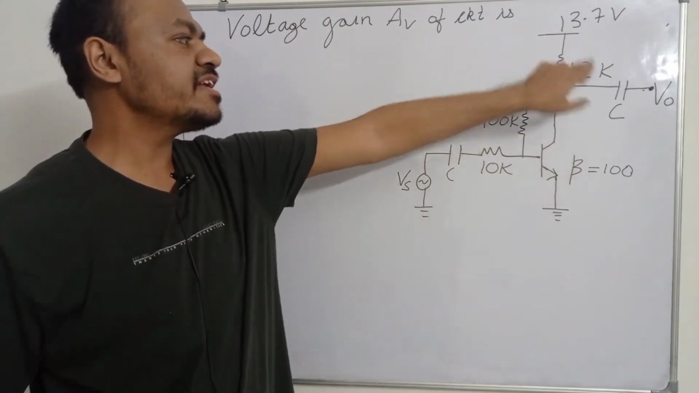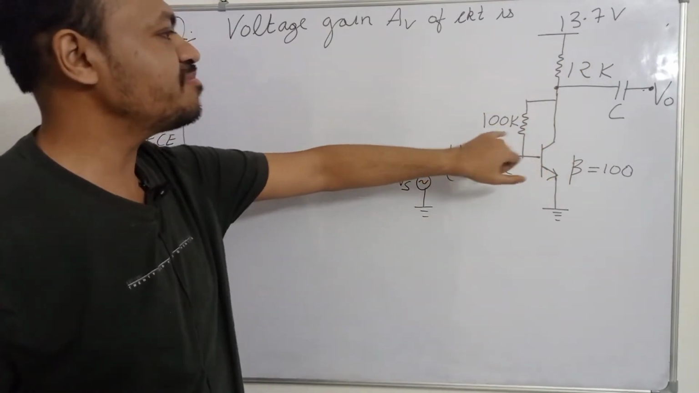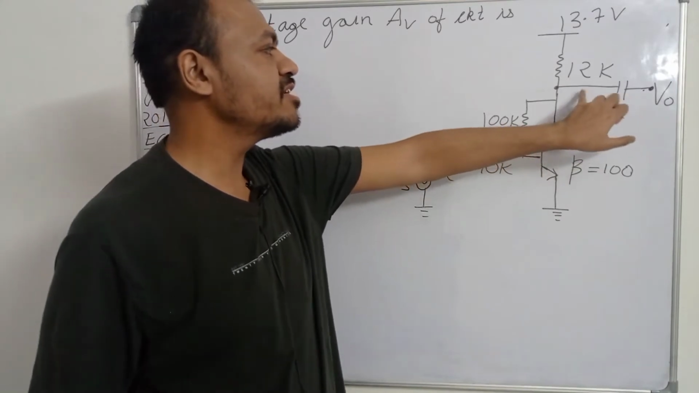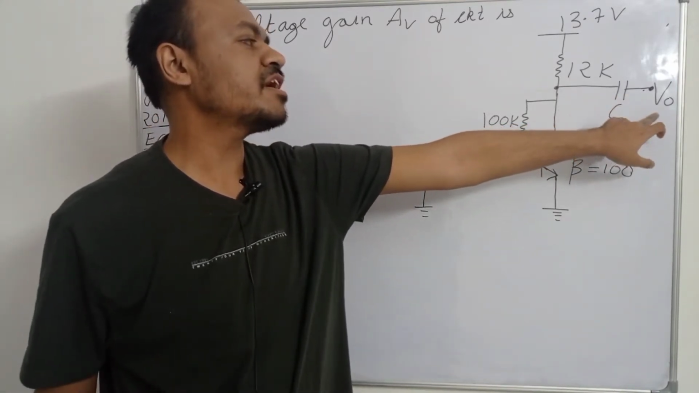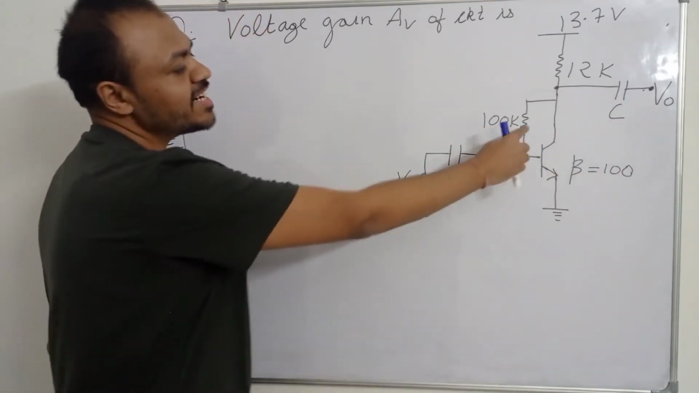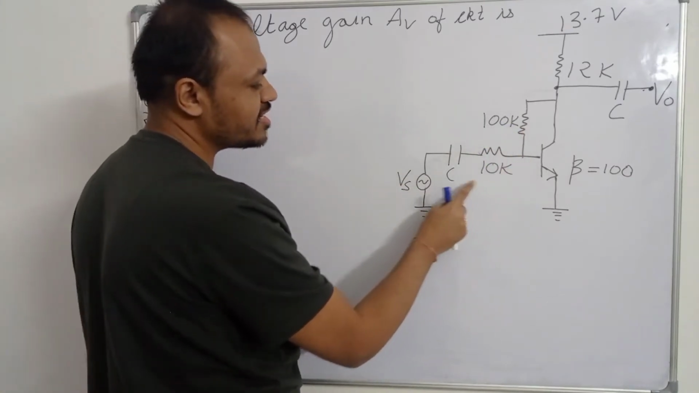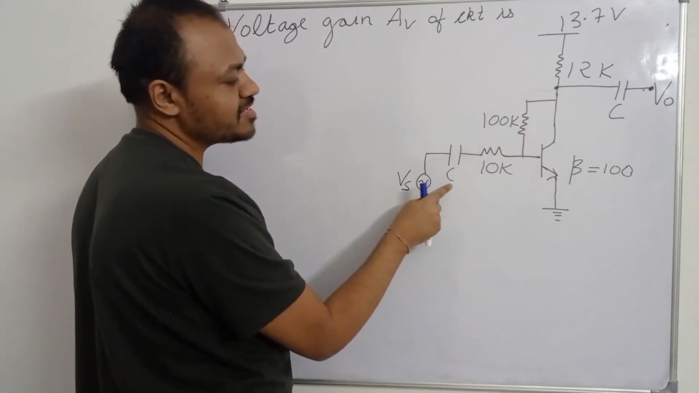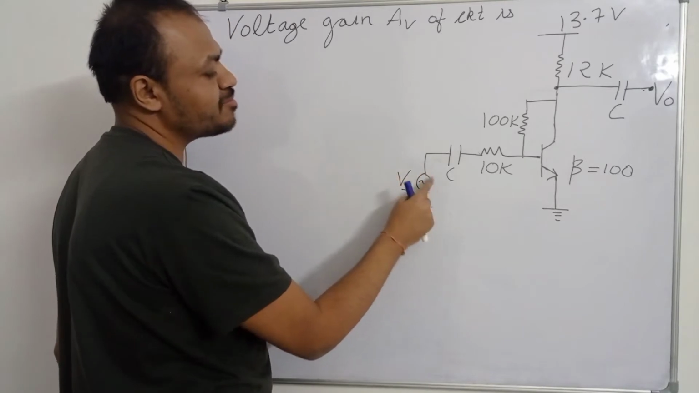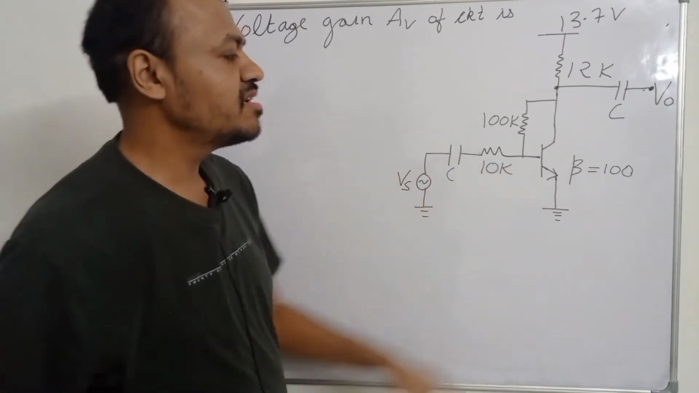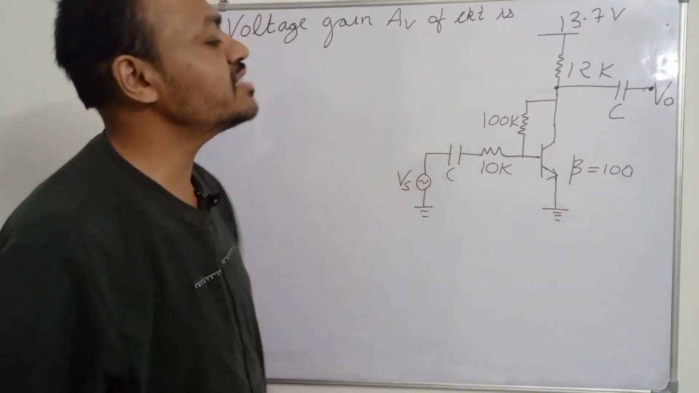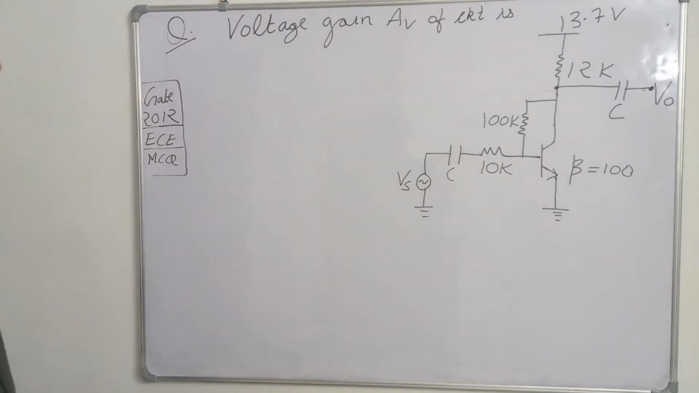So this is a DC source, 13.7 volt. This is a 12K resistor. This is a 100K resistor. This is a coupling capacitor to couple the output to the output node. So this is a 100 kilo ohm resistor. This is a 10 kilo ohm resistor. This is again the coupling capacitor to couple the input AC signal to the transistor. And the beta of the circuit, that is the current gain of the circuit, is given as 100.